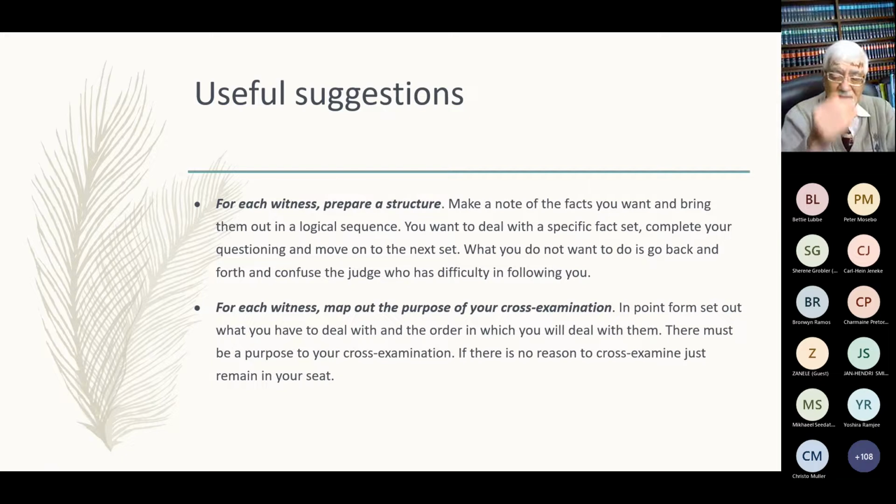So those fact sets you will have written down in point form for each witness: here are the things that I want. You don't want to go back and forth and confuse the judge. For each witness, map out the purpose of your cross-examination. In point form, set out what you have to deal with and the order in which you will deal with it. There must be a purpose.